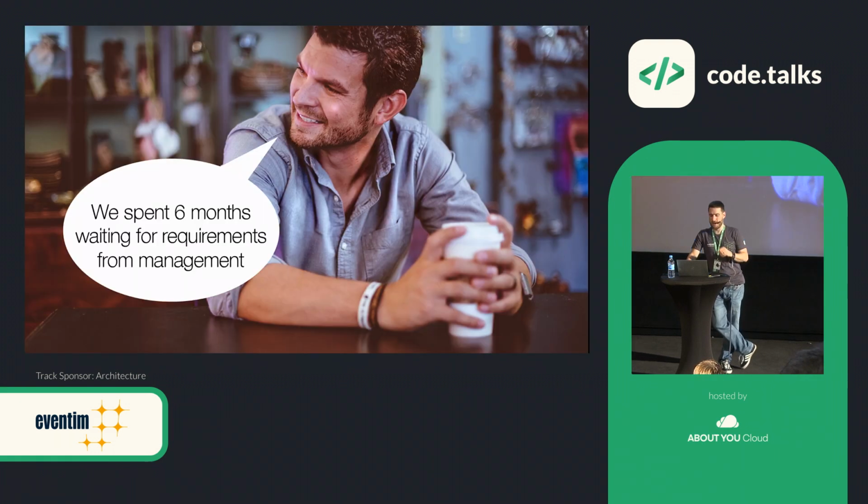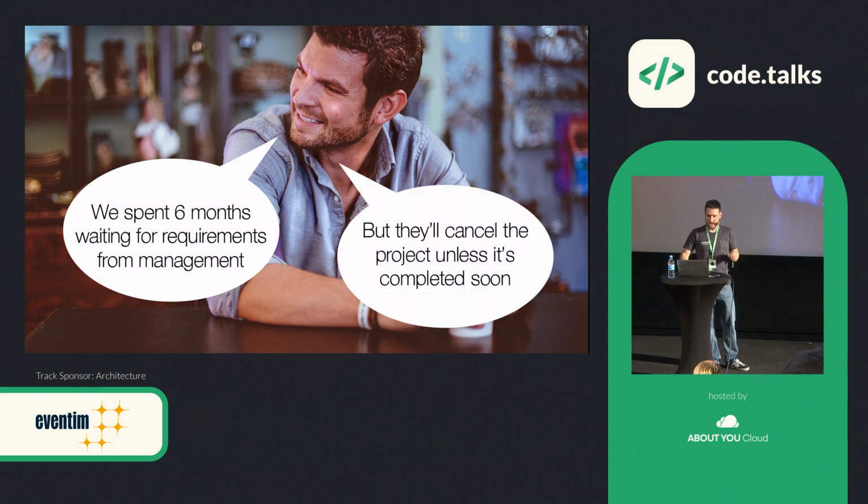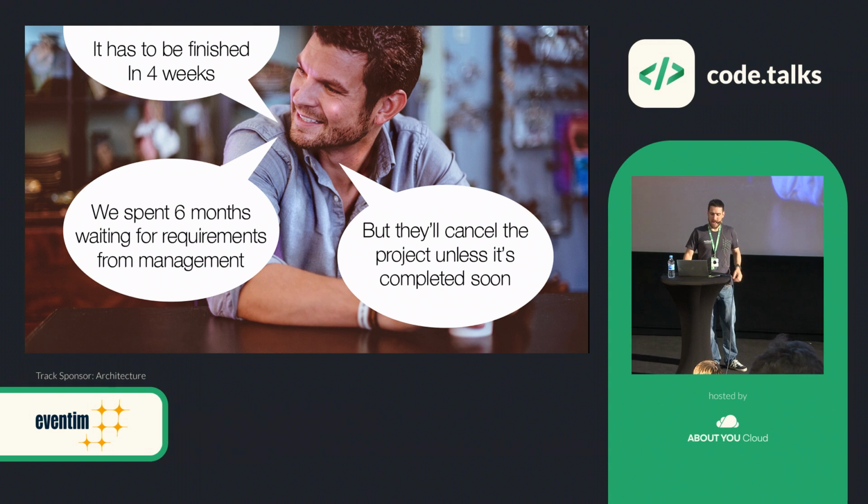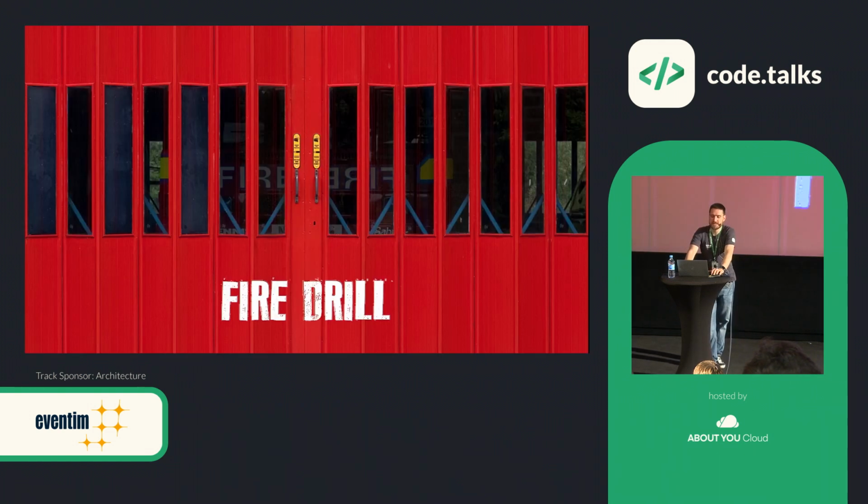And then finally, this one, this old chestnut. We spent 6 months waiting for requirements from management. They're going to cancel the project unless we make some progress on it. We've got 4 weeks to do it. I'm sure we've all been there. This is the fire drill.